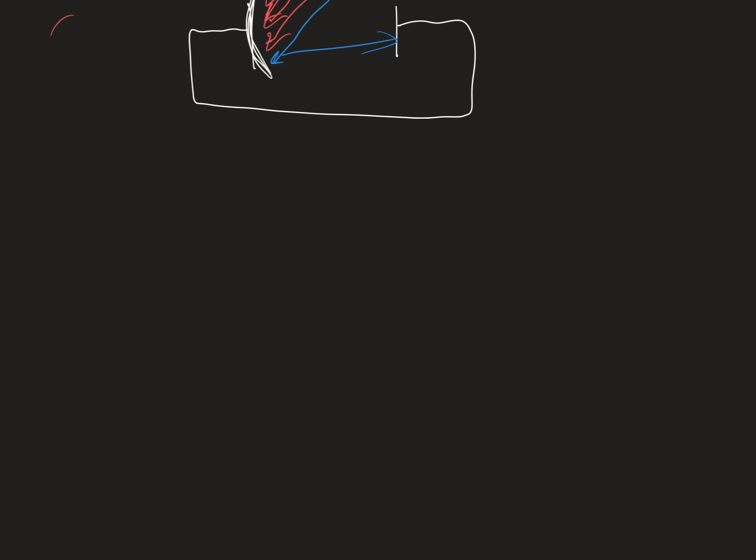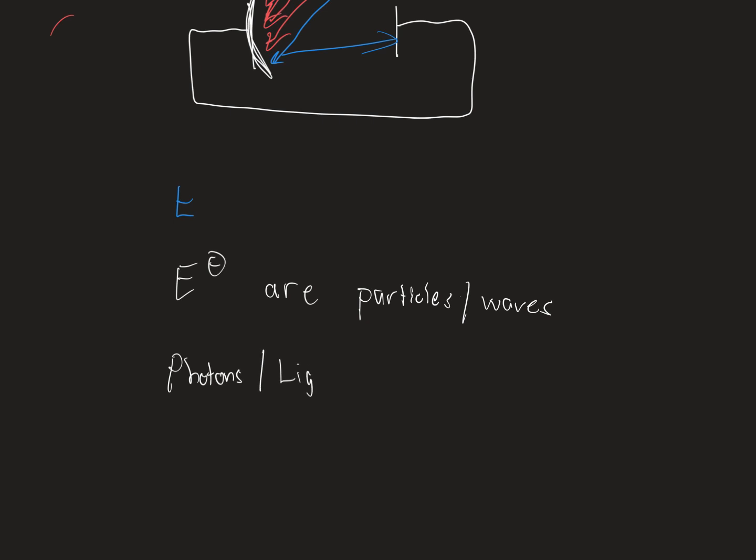So the big point here is that electrons are particles and waves. Photons. What's another name for a photon? What is a photon? Particle of what? Light. Photons are light. Are particles/waves.